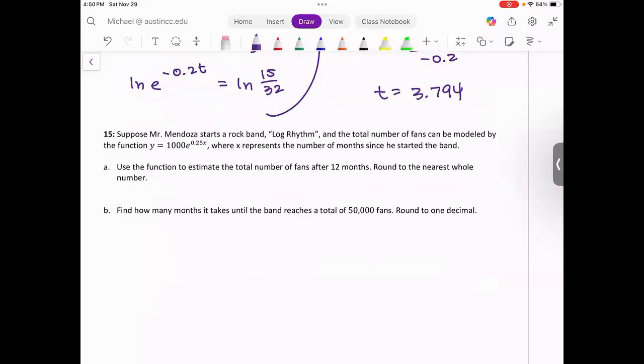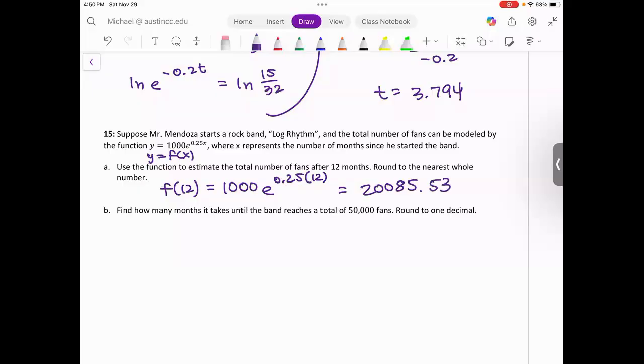Suppose Mr. Mendoza starts a rock band, Log Rhythm, and the total number of fans can be modeled by the function y equals 1000 e to the 0.25x, where x represents the number of months since he started the band. Use the function to estimate the total number of fans after 12 months, round to the nearest whole number. So we just want to evaluate the function at 12. If this function is called f of x, then what is f of 12? It's going to be 1000 e to the 0.25 times 12. And once we calculate that, we get 20,085.53.